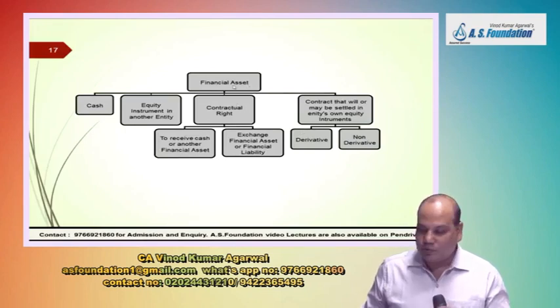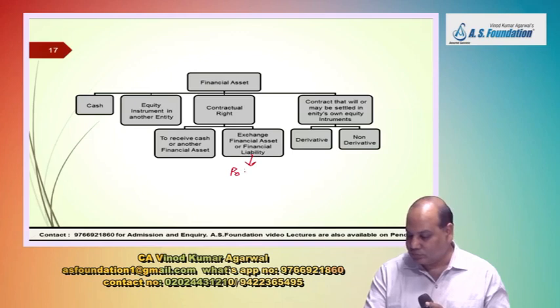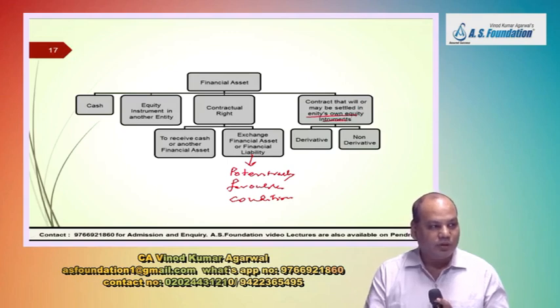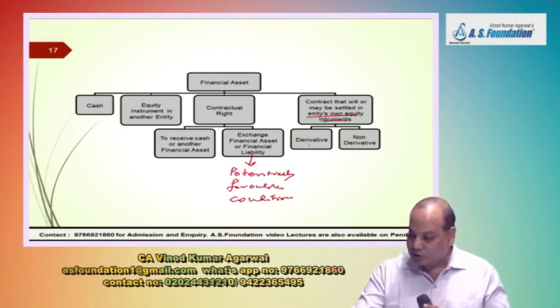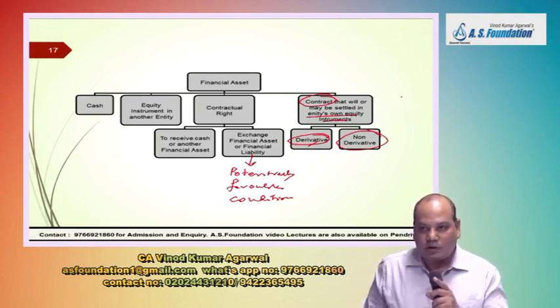So this is a summary of what we have done so far. A financial asset can be cash, an equity instrument, a contractual right to receive cash or another financial asset, a contractual right to exchange financial assets or financial liabilities under potentially favorable conditions, and it can be a contract that will or may be settled in the entity's own equity instrument, and this contract can be a derivative contract or a non-derivative contract.